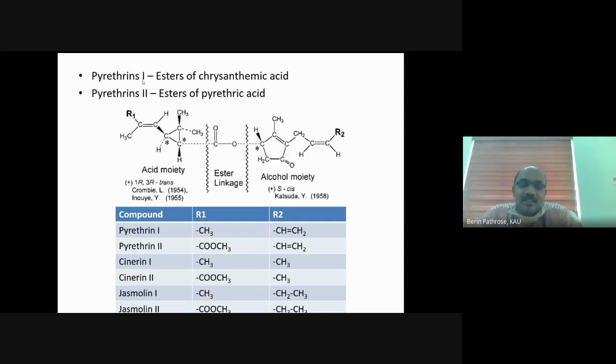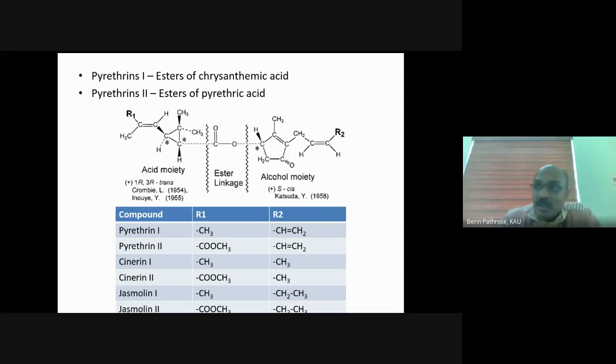This is how, see, I am trying to tell the chemical structures, because it is easy to understand what is the difference between these two. So this is the way you can arrange. One thing, I should have rearranged this table by giving cinerin first, then jasmolin, then pyrethrin. Then it could have been easier for you to understand. I will rearrange it in the next class. Okay.